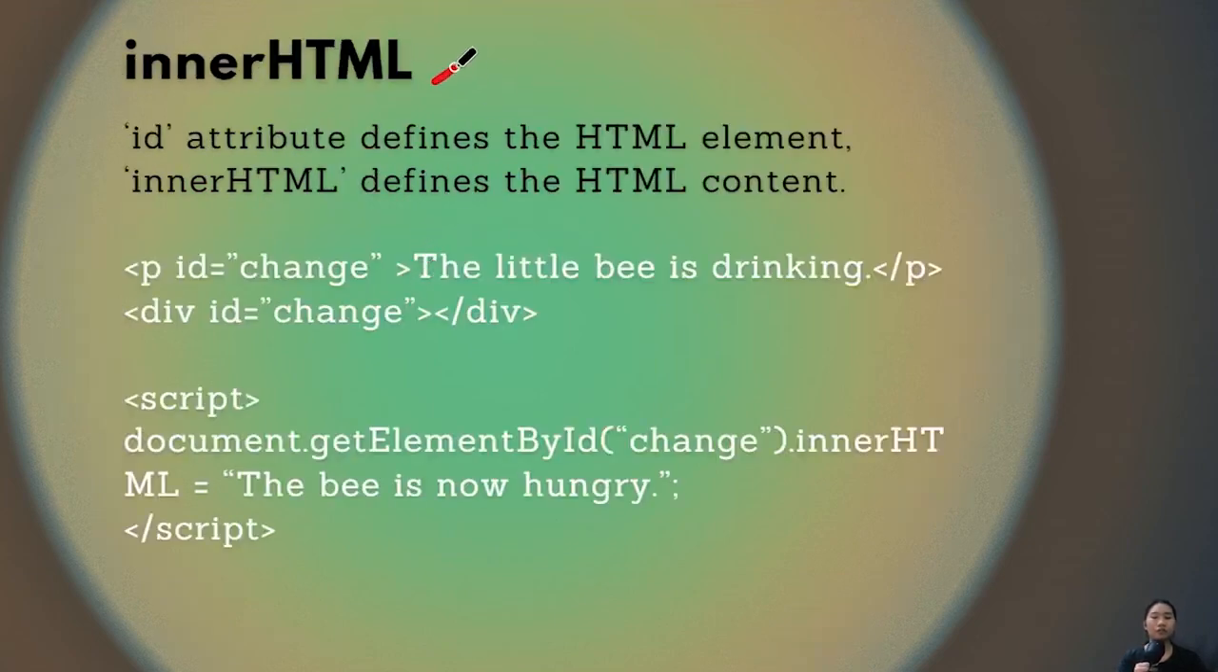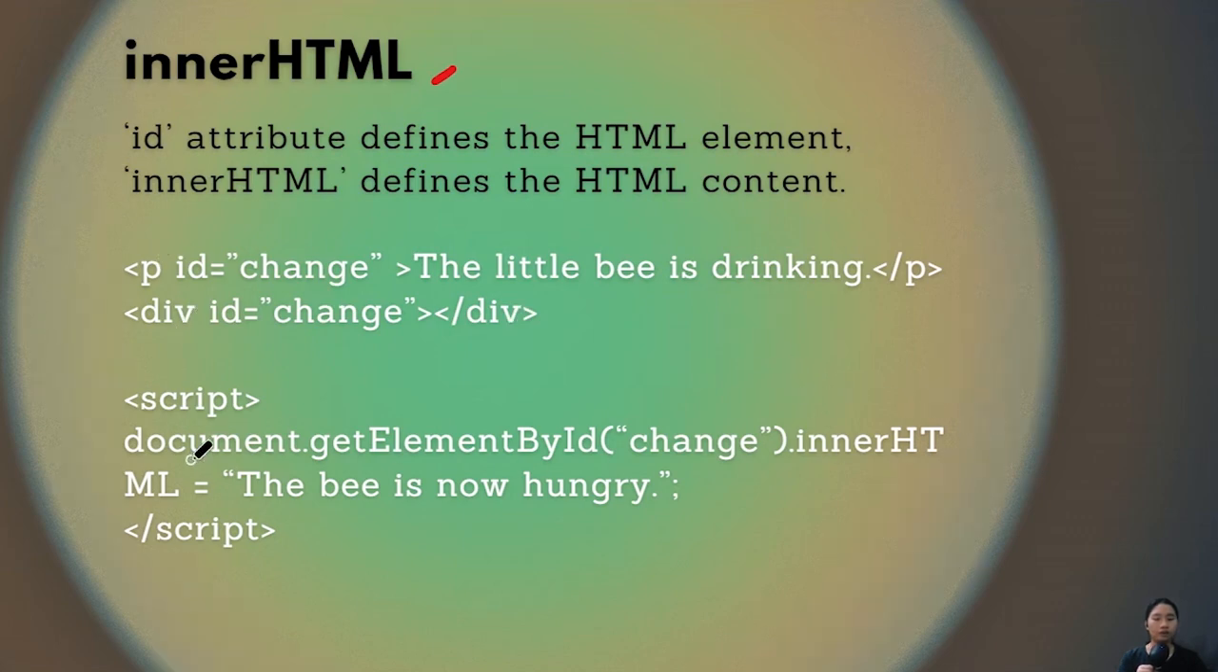Let's tackle inner HTML first. So this is the code that we're working with. Up here is the HTML part. And in HTML, I have a paragraph with ID change, as well as a div with change. And in the script section, the JavaScript section, document get element by ID change. So it is just as it is saying, it gets the HTML element via ID change. So it gets the P and it gets the div.